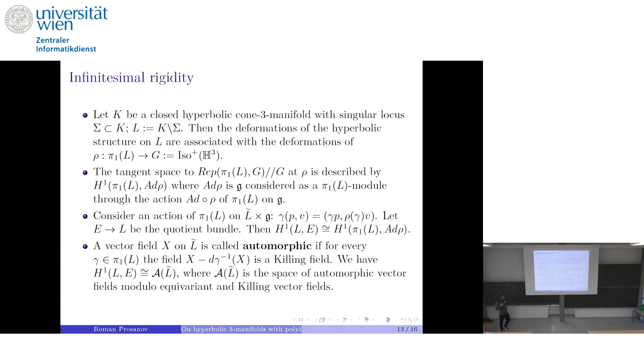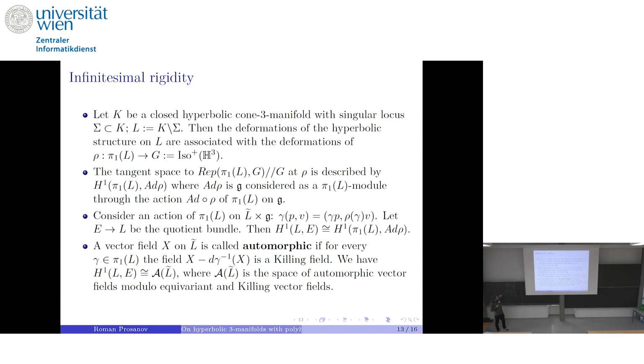Okay, and a special feature of dimension 3 is that if you consider the space of all automorphic vector fields modulo the trivial ones, which in this context are the equivariant Killing vector fields, then the space is isomorphic to the vector space that we defined previously. So those are 3 ways to look at it, and when you are working with infinitesimal deformations, it is quite worthwhile to keep all 3 of them in mind.